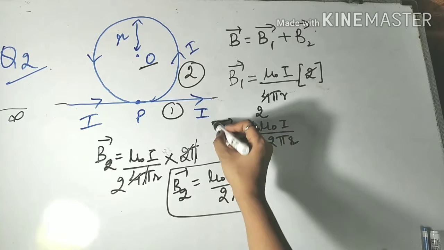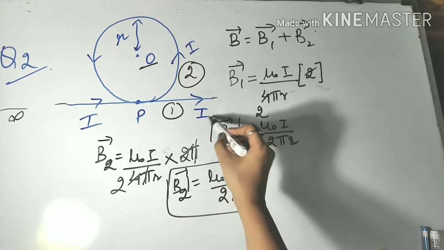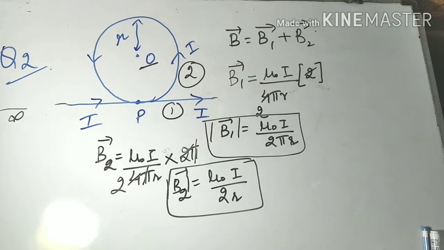This is only the magnitude. Let us write the magnitude first, and after that we are going to see the directions.